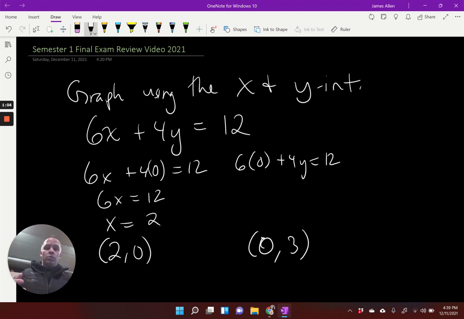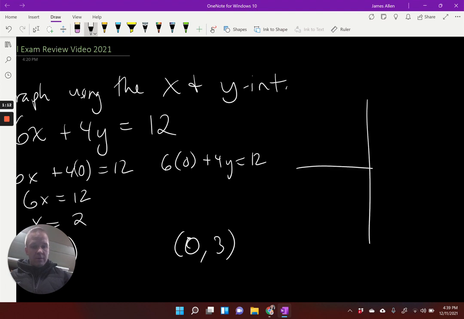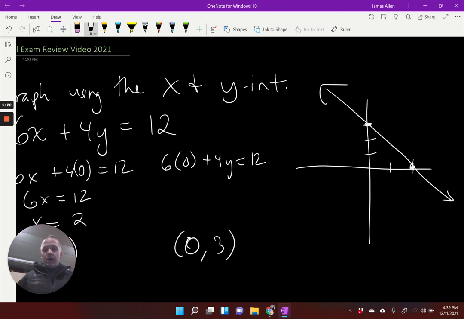I could just ask you what are the x and y intercepts in this problem, or I could ask you to also graph it. So let's go ahead and graph these. It was (2, 0). There's my x-intercept. (0, 3): 1, 2, 3. There's my y-intercept. Connect the dots, done. On a multiple choice exam, which is what we have, you'd end up having to match the graph with the given equation. We could ask for x and y intercepts, just some things like that.